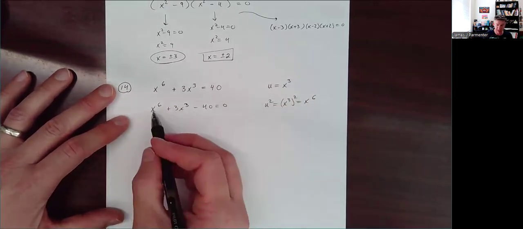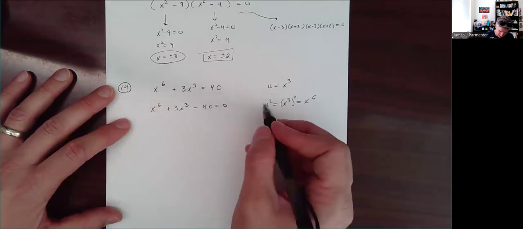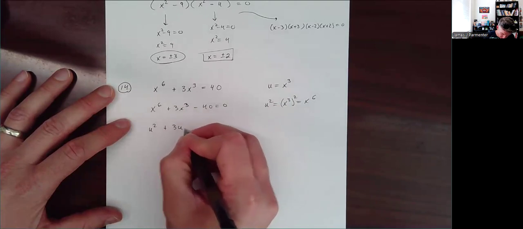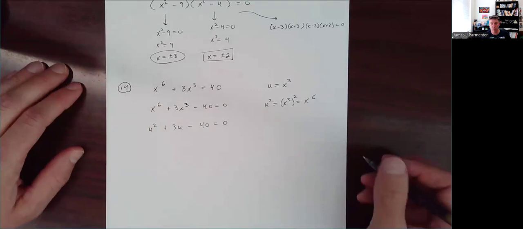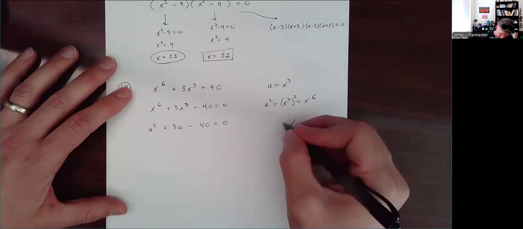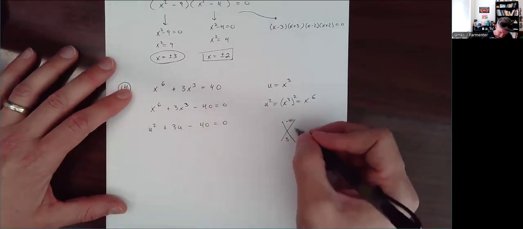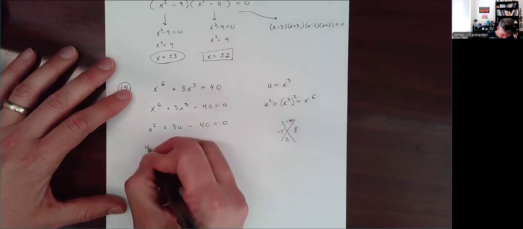So I'm actually going to replace this expression with the variable u. So instead of x to the 6th, I'm going to write u squared. Instead of 3x cubed, I'm going to write 3u, minus 40 equals 0. And I'm going to factor this like I normally would. I'm looking for numbers that multiply to -40, add up to positive 3. I believe those numbers are positive 8 and -5.